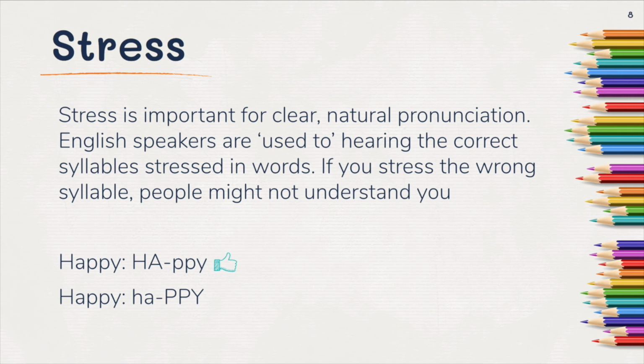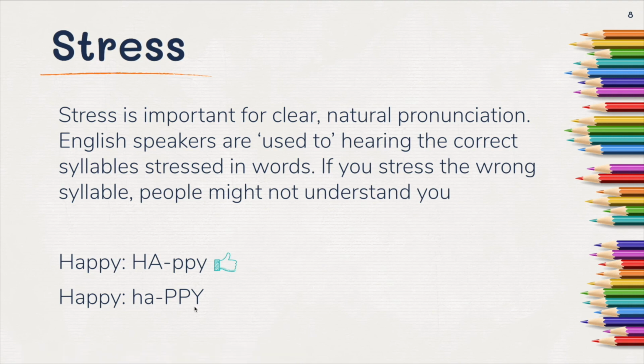For example, listen to the word happy. Happy. Now listen to this. Happy. The first way of saying it, happy, is correct because the first syllable should be stressed. Notice how this syllable is a little bit more clear and emphasized. Happy. Here, the second syllable is clearer and emphasized.